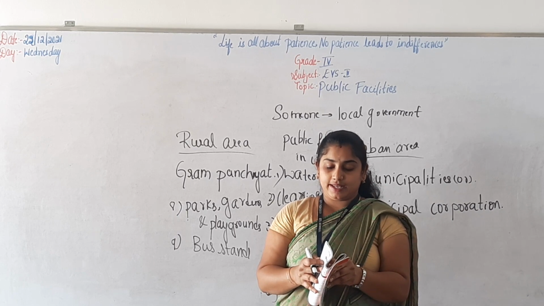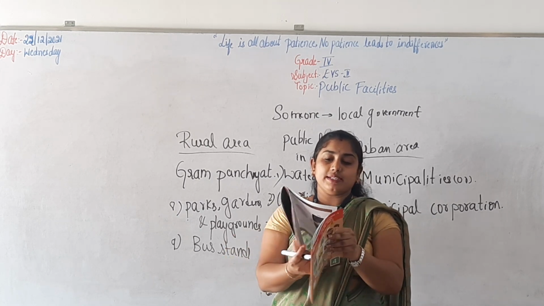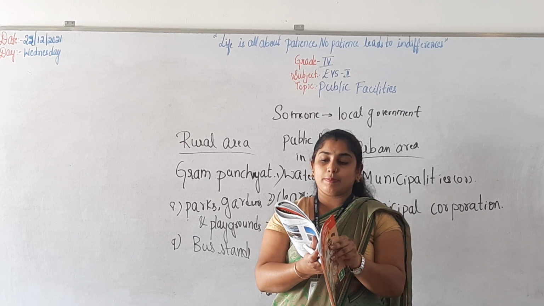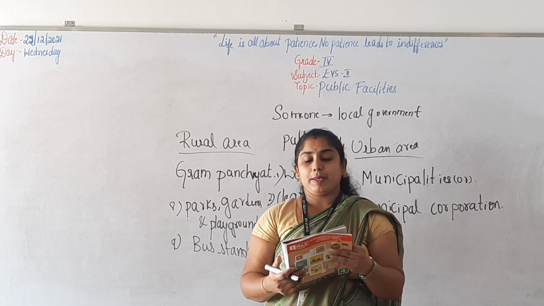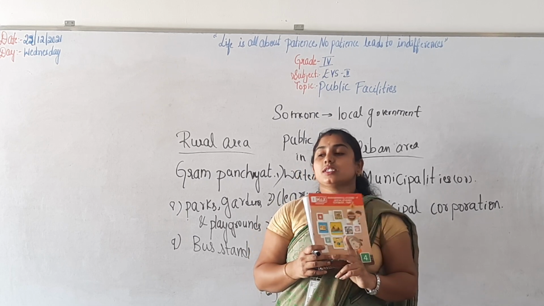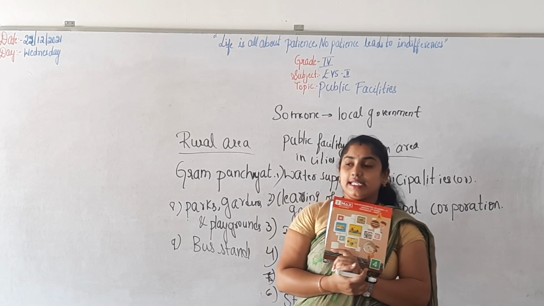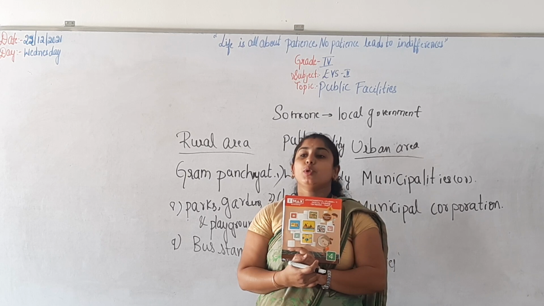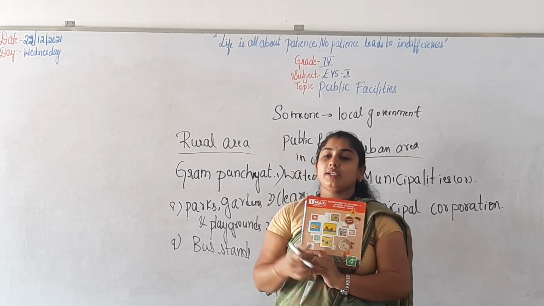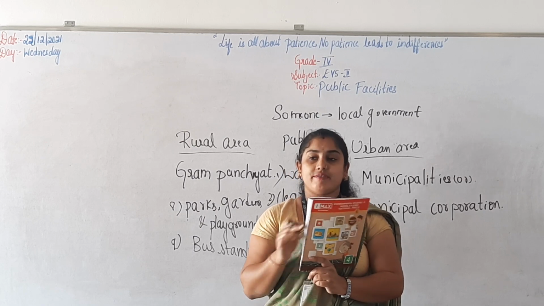Next, question number 13. How will the people's money be wasted if the public property is destroyed? If the public property or anything is destroyed, we are paying the tax, isn't it? Every year we have to pay the tax. From the tax, they are getting our public money. Okay, you have to write down.